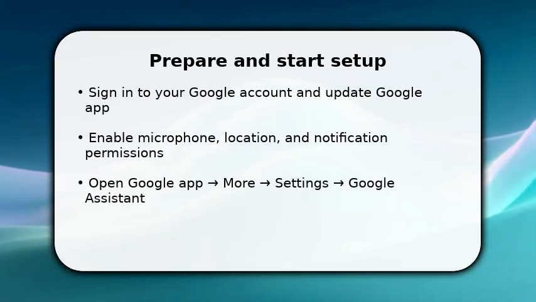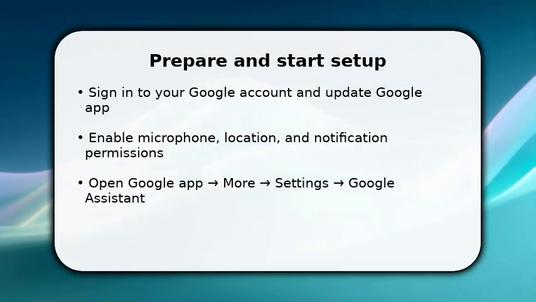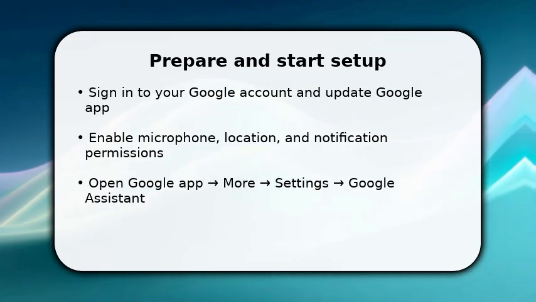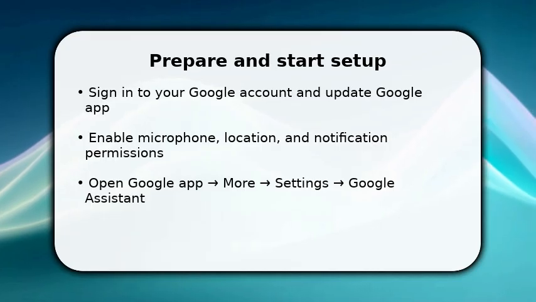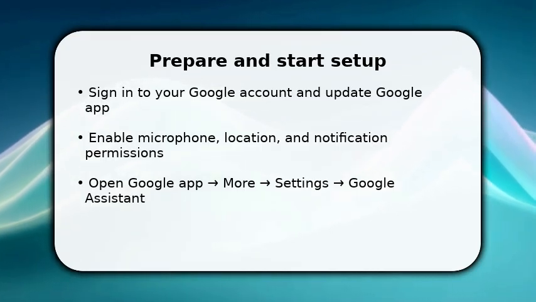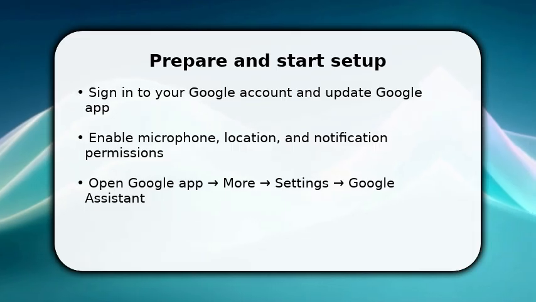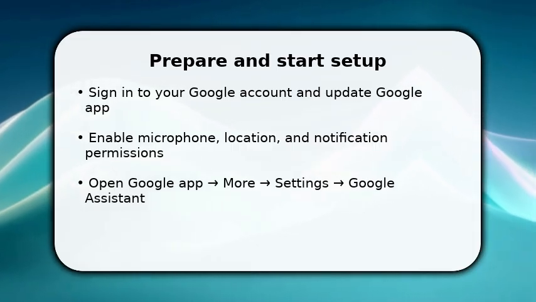You're going to start by confirming essentials. Sign into your Google account and update the Google app. Once done, open the Google app and grant microphone, location, and notification permissions so the assistant can hear and act. Next, tap More, then Settings, then Google Assistant to begin configuration.